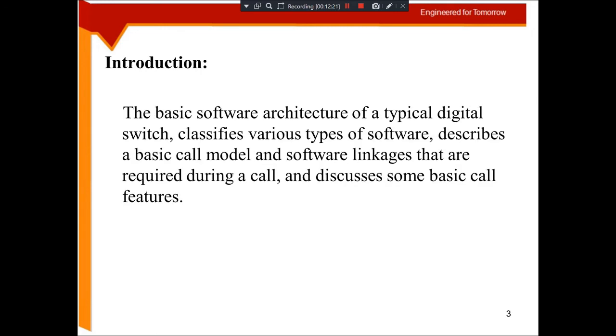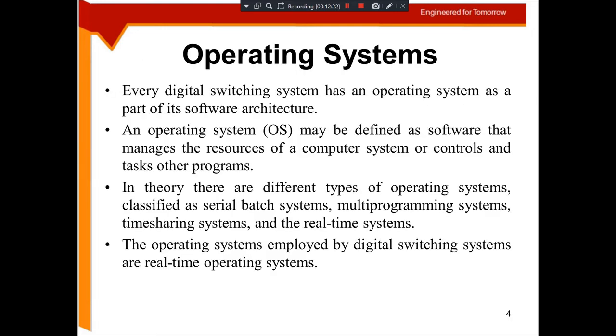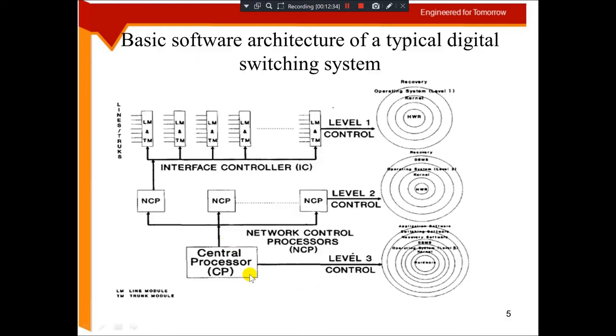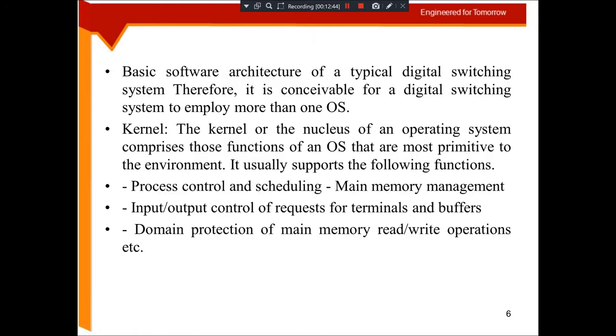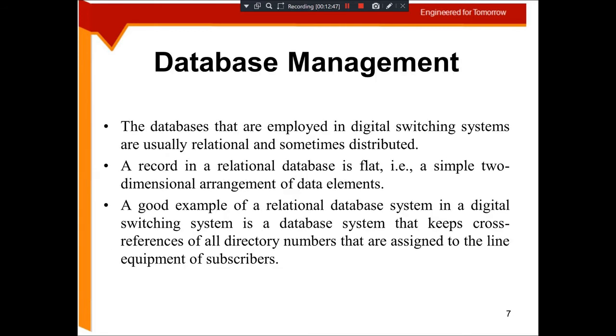We discussed the operating system, what an operating system is, and the types of operating system, and which type we are going to use in a digital switching system, that is the real-time operating system. We discussed the basic software architecture, that is level 1, level 2, level 3, and the operations of each level, which is lower level and which is higher level. What is a kernel we have discussed, and we discussed database management.